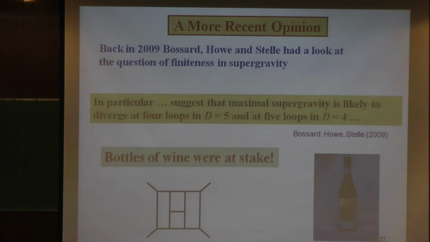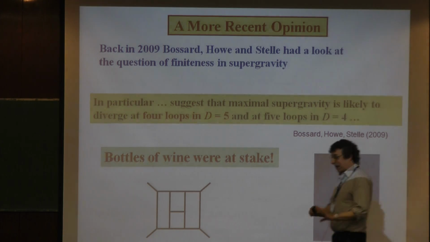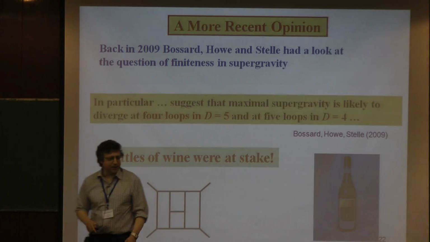Well, OK, my friend Kelly Stelle wrote a paper. He said, maximal supergravity is likely to diverge at 4 loops in d equals 5, and then at 5 loops in d equals 4. I can tell you, make a statement like that near me, you better put up a bottle of wine. That's an Italian Barolo. That's actually the real bottle of wine. So, once there's a bottle of wine at stake, then I'm going to calculate.